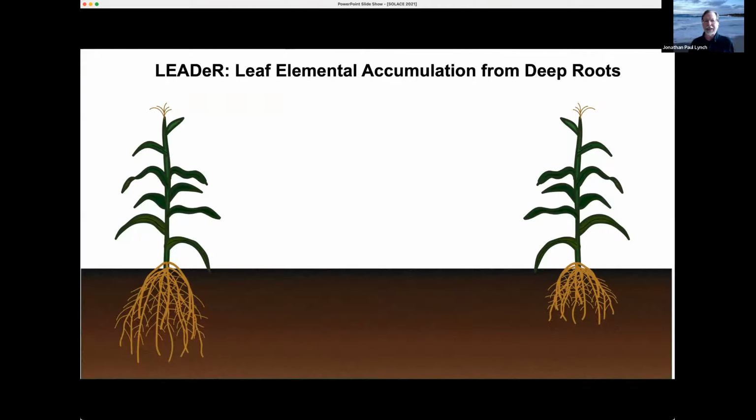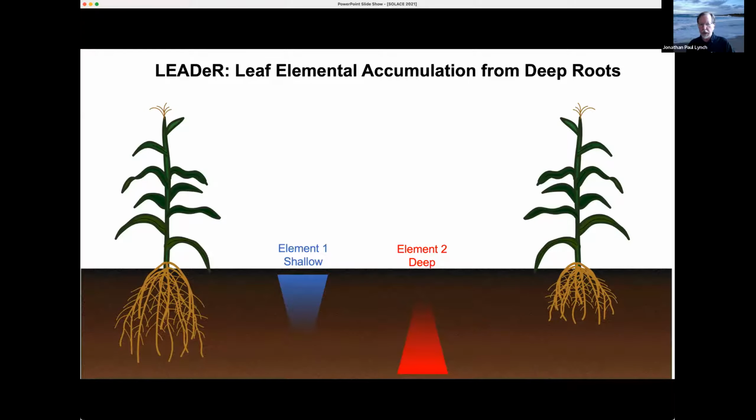So the idea is LEADER, being leaf element accumulation from deep roots: in any soil on Earth, there's a different availability of metals with depth. So there are some metals that are found more in the topsoil for various reasons, and there are some metals that are found more in the subsoil for various reasons. And even if for some reason your soil is very young and has a uniform distribution of metals, the availability of those metals will change because of oxygen and water and microbial activity that vary with depth. So every soil on Earth has gradients with depth for different metals.